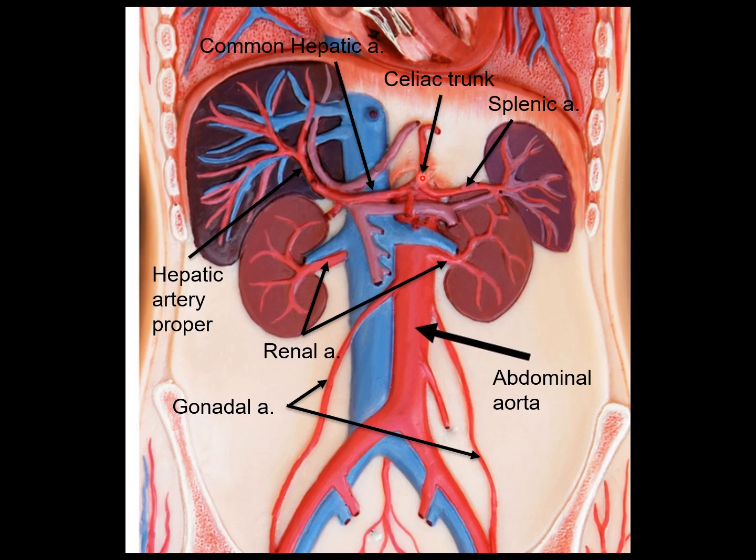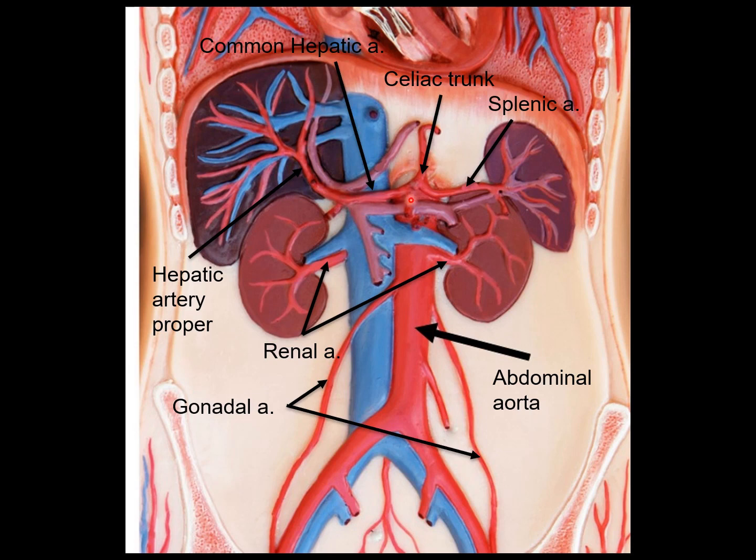The very first branch up here, and it's just a little nubbin, is going to be the celiac trunk. This whole region here is the celiac trunk. It's going to throw off a bunch of other branches. One of them is the splenic artery, which comes out to the spleen over here on the left side of the abdomen. It also throws out the common hepatic artery, coming out over here to the liver, and then it's going to branch into the hepatic artery proper. That's the liver on the right side.